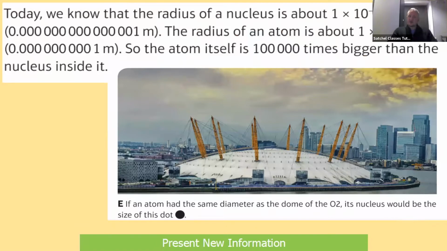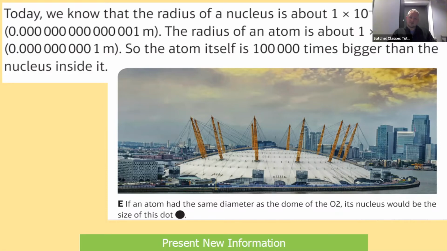Today, we know that the radius of a nucleus is about 1 × 10⁻¹⁵ meters, which, if we're to write it out as a number, is that one there, 0.000000000000001 meter. The radius of an atom is about 100,000 times larger than that, 0.00000000001 meter. So the atom itself is about 100,000 times bigger than the nucleus inside it.